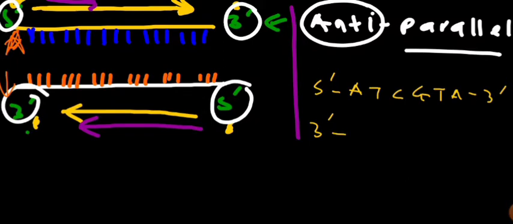Then adenosine goes with what? Thymine, T. Then thymine goes with adenosine. What about cytosine? Cytosine goes with guanine. Then guanine goes with cytosine. Thymine goes with adenosine. Then adenosine goes with thymine. The 3' end is complementary to what? It is complementary to the 5' end.